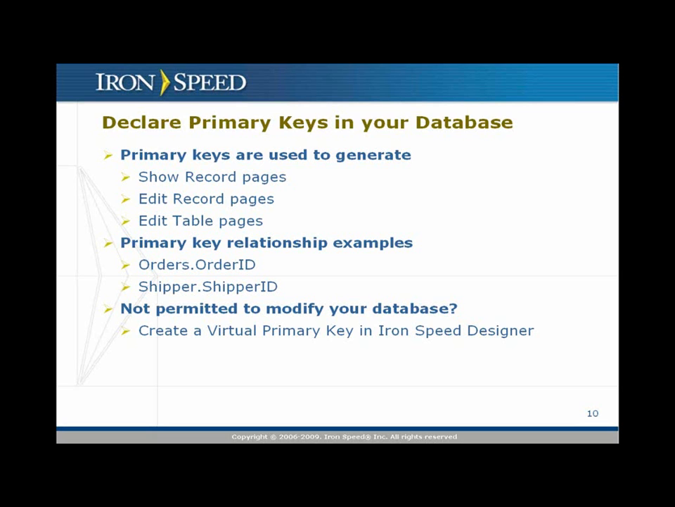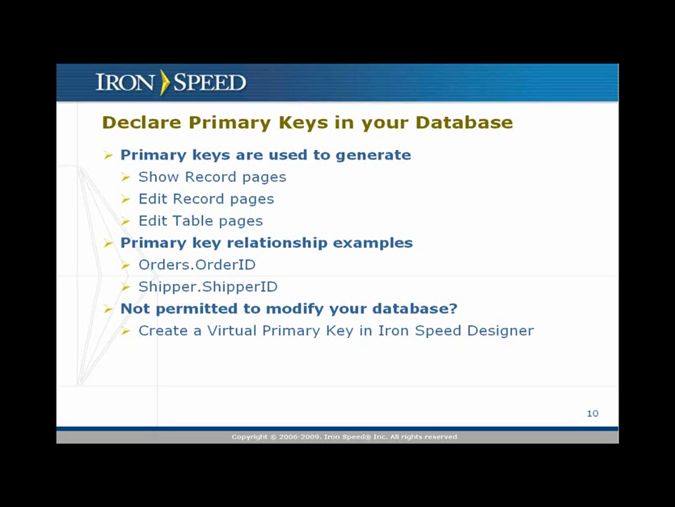Next, you should declare primary keys in your database, and we believe you should do that for every table. We think that's best practice. If a table has a primary key, then IronSpeed Designer can generate a certain set of pages that it can't otherwise create. For example, show record and edit table pages all require a primary key. That's so that IronSpeed Designer at runtime, the application at runtime, can fetch individual records, let you edit those records, and then insert them back into the database.